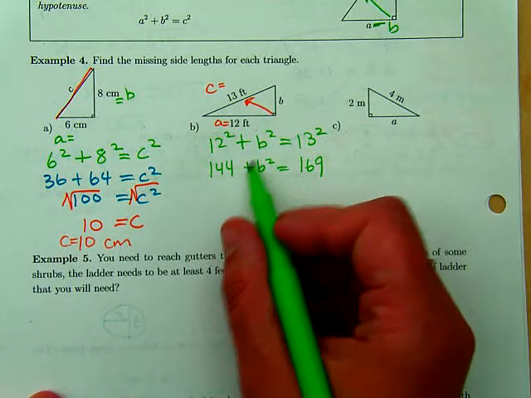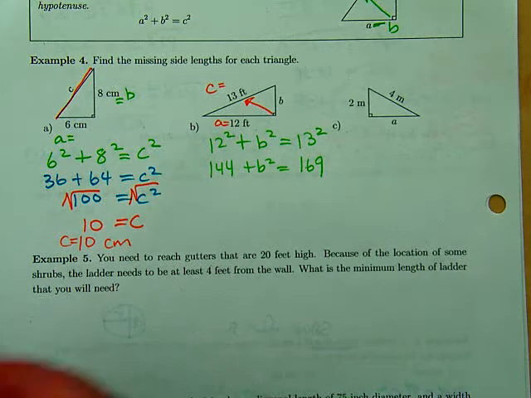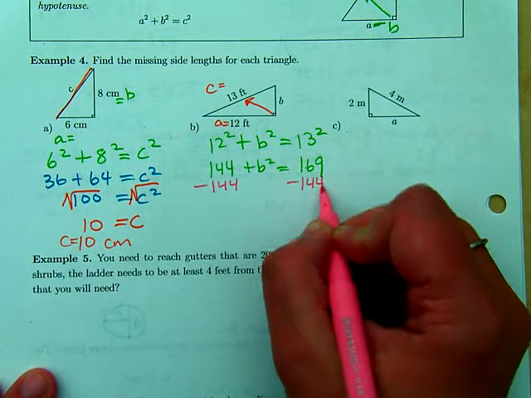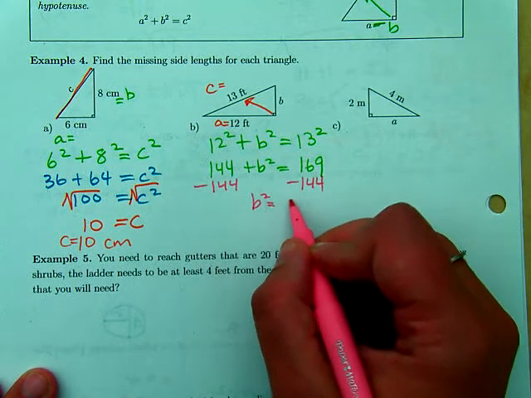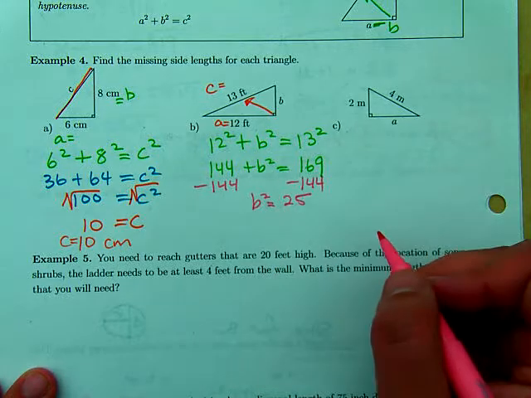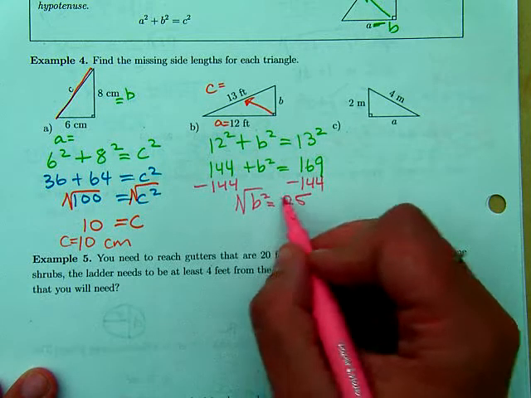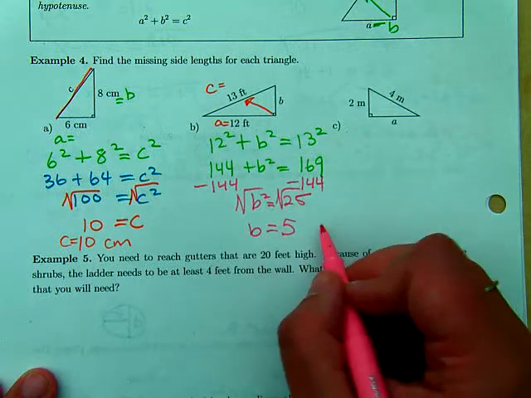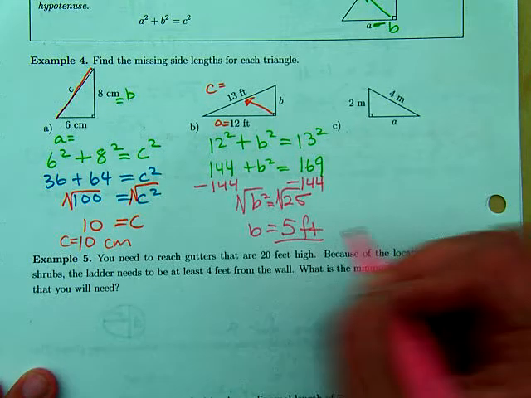To get B squared by itself, what do I need to do next? Yes, subtract 144 from both sides, and I get B squared equals 25, right? And then the square root of that, B equals 5. So B equals 5 feet.